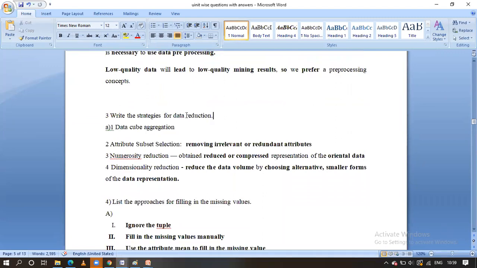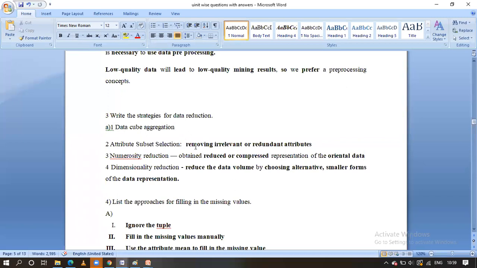How we are going to reduce the content? There are different strategies used there. That is data cube aggregation. By using this one also we are going to reduce the data by aggregating. For suppose I'm having the monthly data, from that I need the yearly data, means how I have to do, by aggregating the monthly data to get the annual data. On this way I can reduce the data.